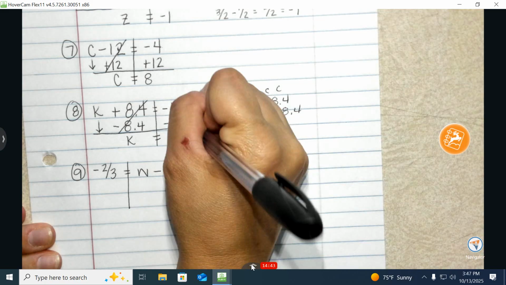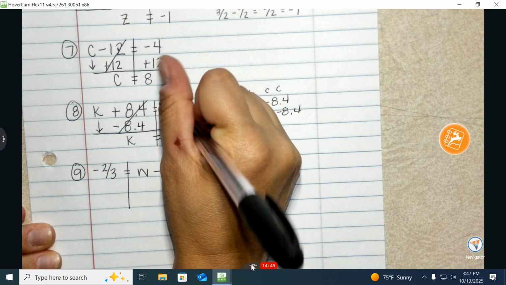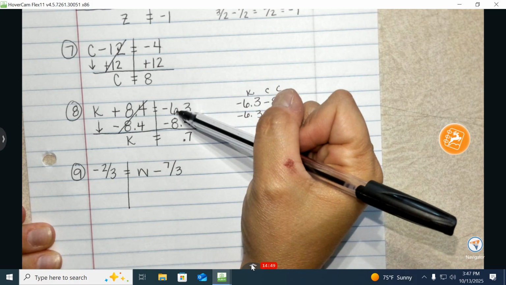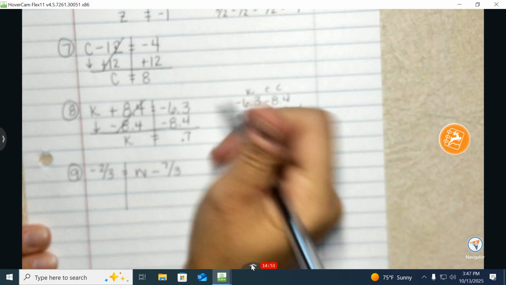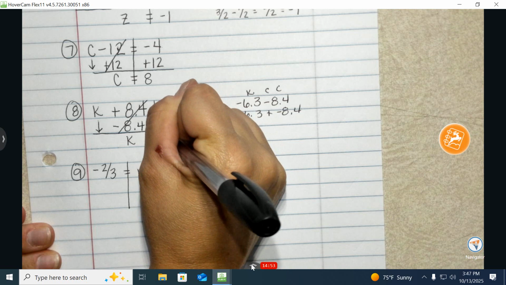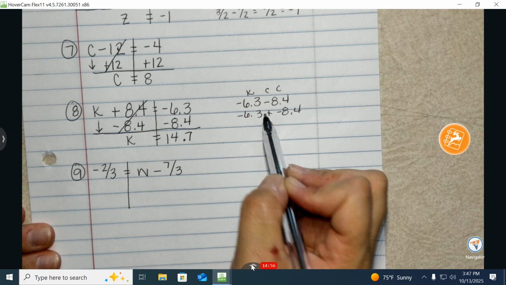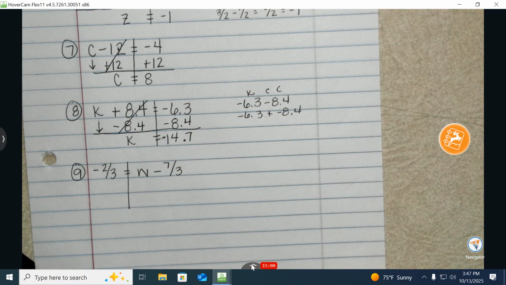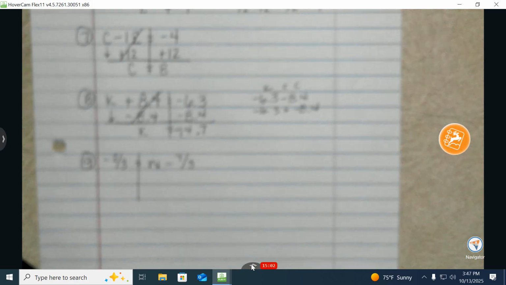4 plus 3 is 7. Bring down your decimal. 8 plus 6 is 14. And you keep the sign. Add and keep the sign. So it is negative 14.7.